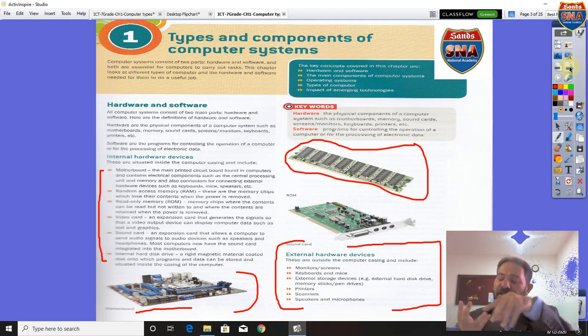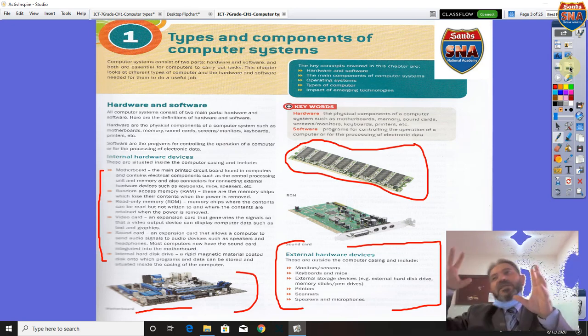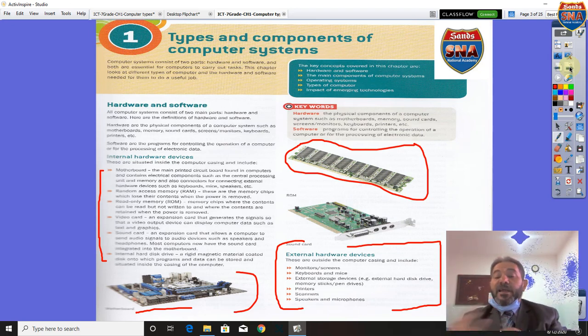And the second one that we are talking about now, the external hardware, it's like a mouse. It's external, it's outside the computer case. It's like a mouse, a keyboard, a scanner, printers, monitors, and etc.